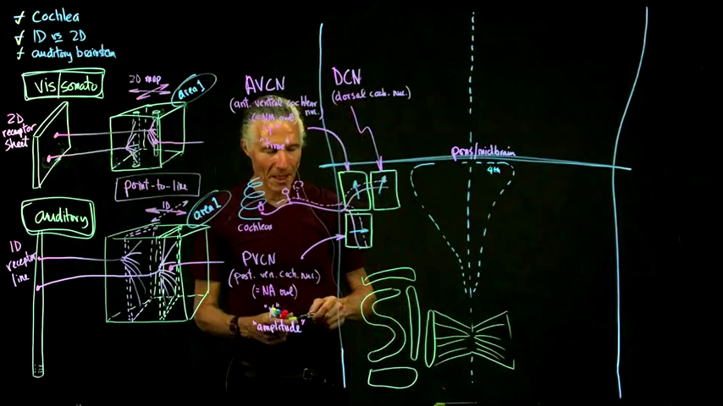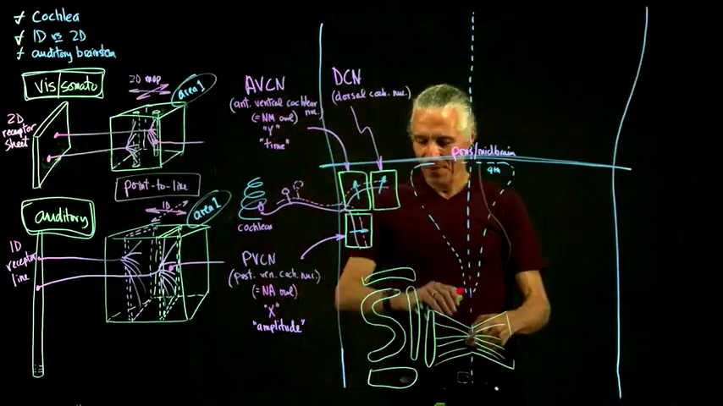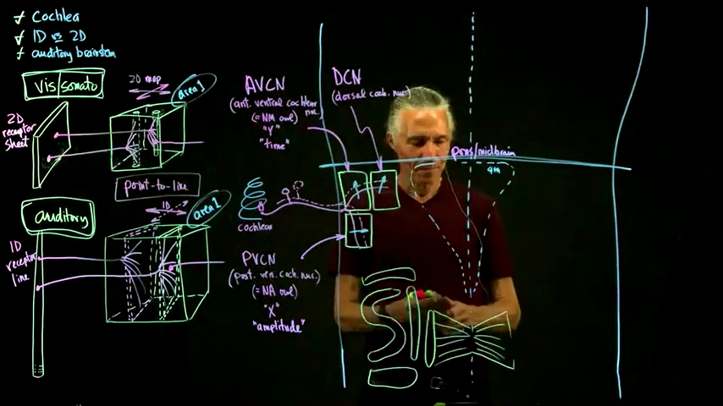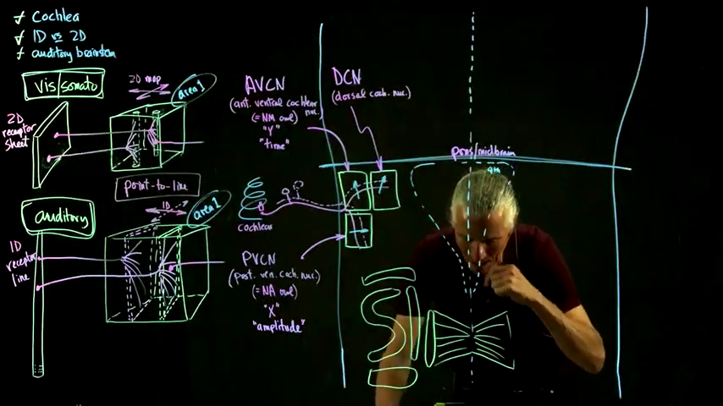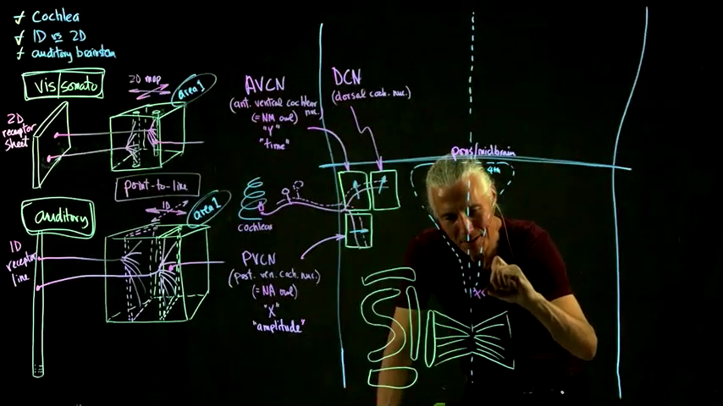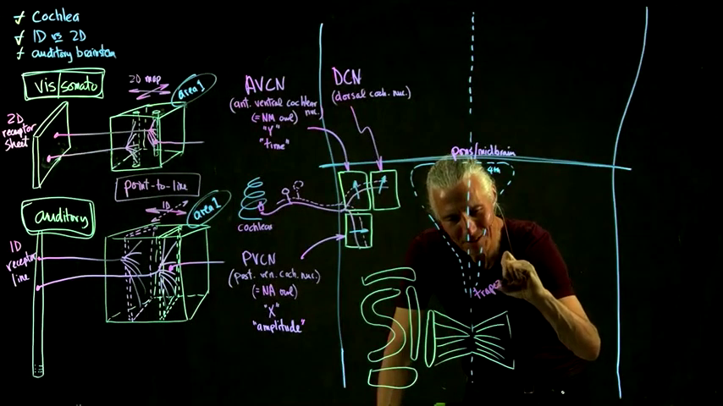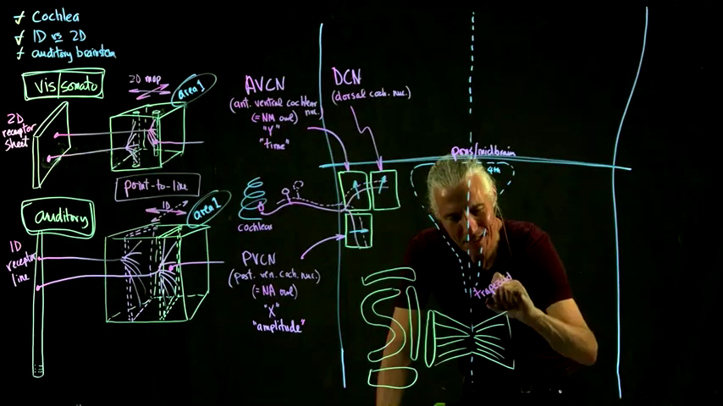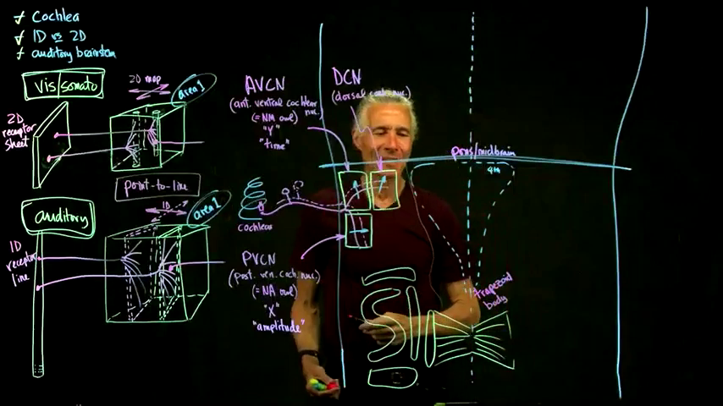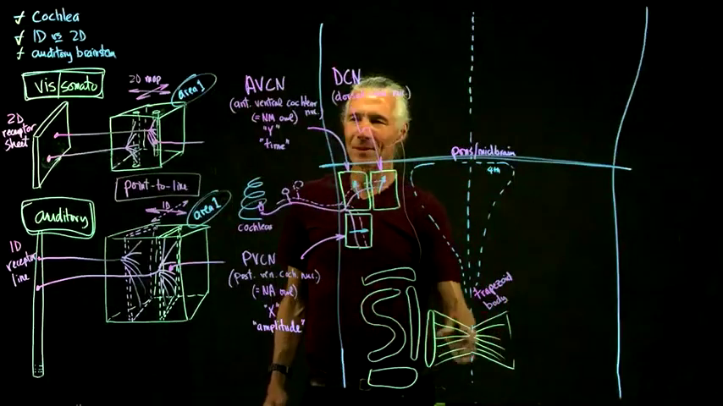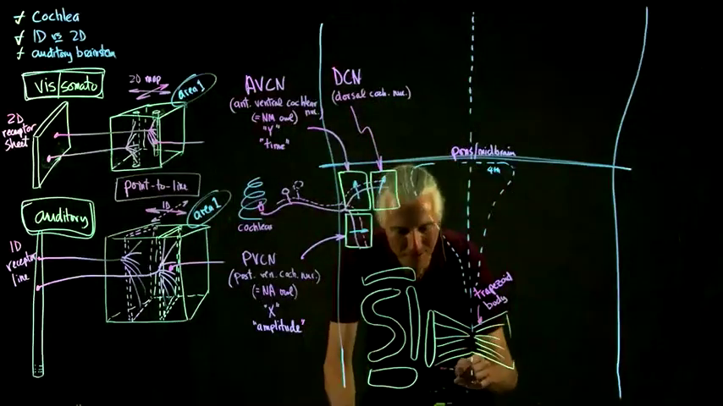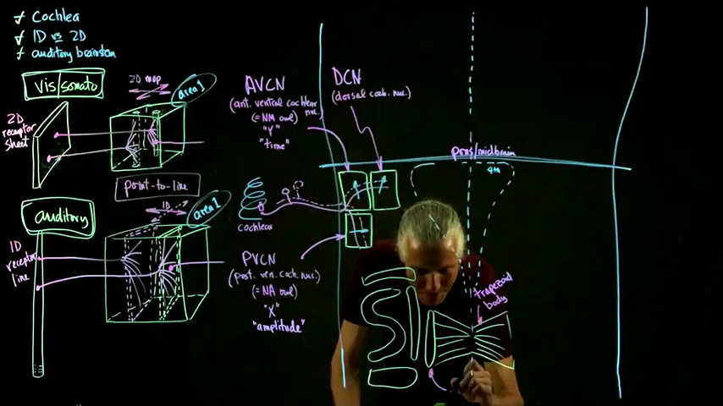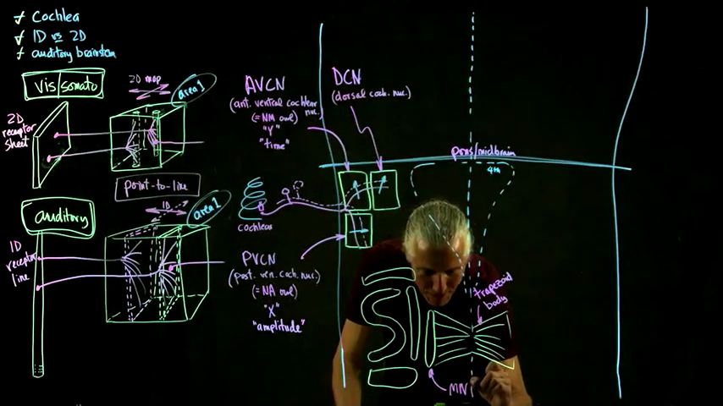And strangely, this thing is called the trapezoid body. Now, that's another one where these guys have to straighten up their names. It actually doesn't look like a trapezoid. It looks like two trapezoids. This one's a trapezoid, but there's another trapezoid. It's like a bow tie. So that's the trapezoid body. And what is this thing? This is the medial nucleus of the trapezoid body.